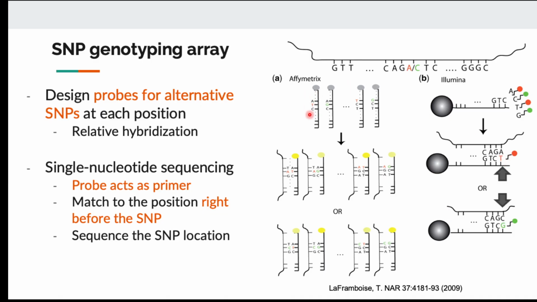Right? So each location on the array will be targeted to different SNPs. So when we do the polymerization reaction and we see incorporation of certain bases on the array, we will know which SNPs, which location of the genome, produced that reaction. Right? So we can tell the genotype for that position.